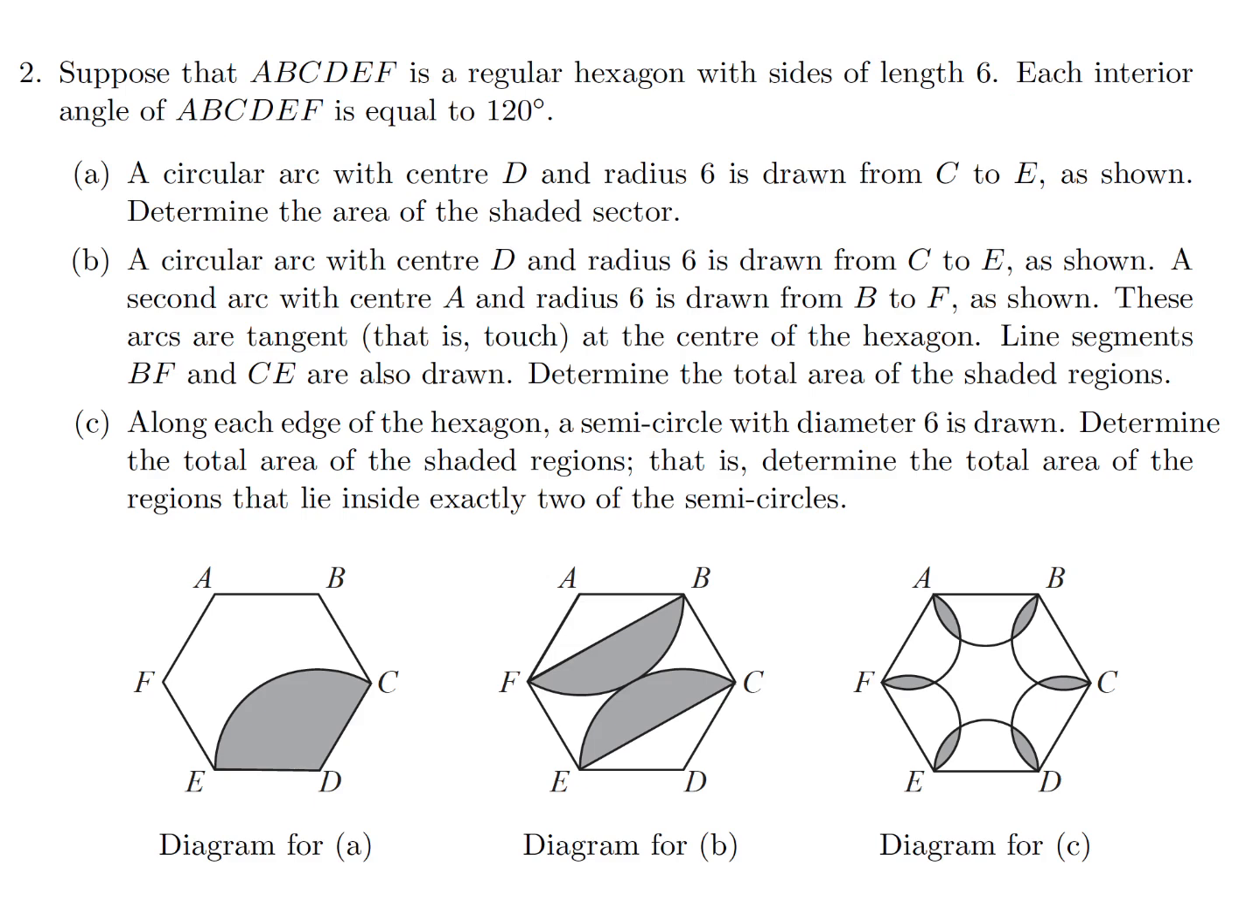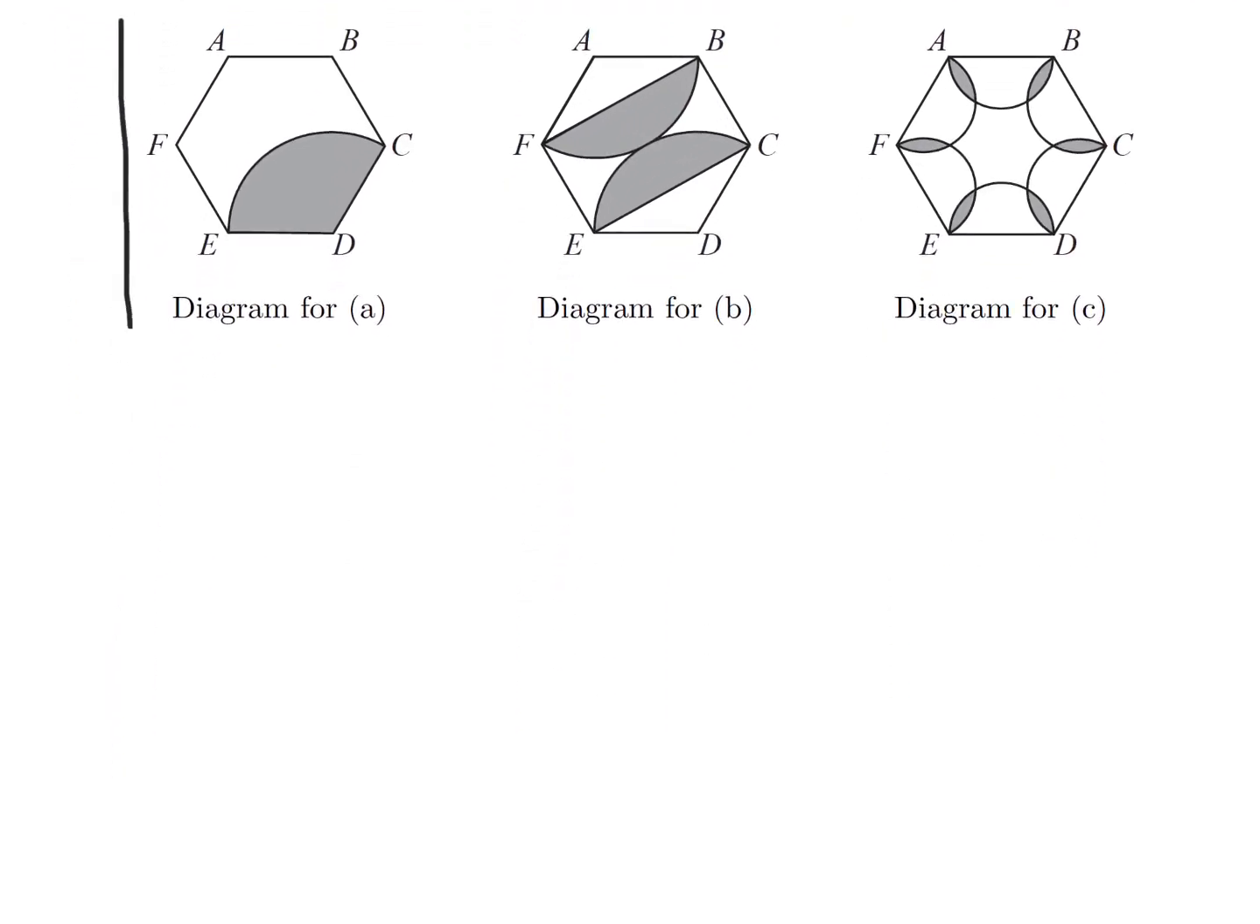Suppose that ABCDEF is a regular hexagon with side lengths 6. Each interior angle of ABCDEF is equal to 120. Part A, a circular arc with center D and radius 6 is drawn from C to E. Determine the area of the shaded sector. So here is the diagram for the part A. So let's work with that diagram. Let's move this up here.